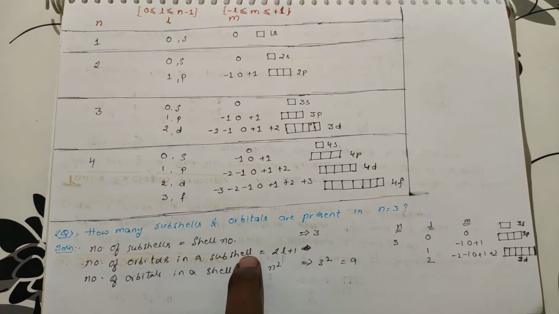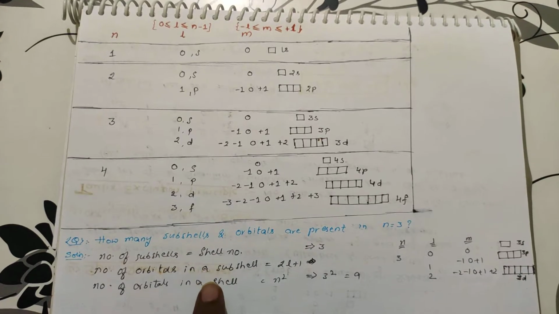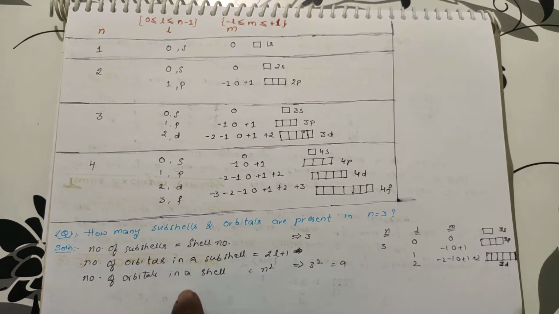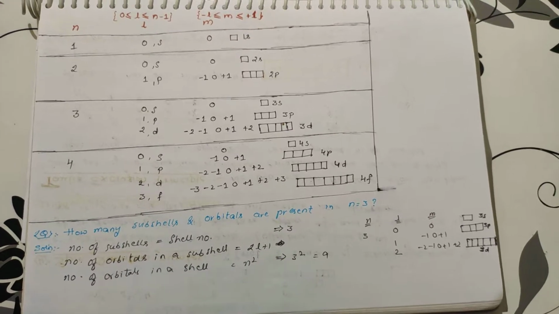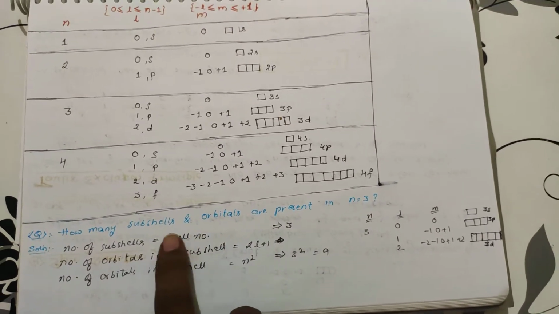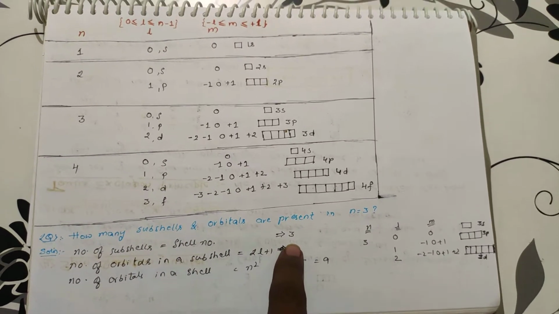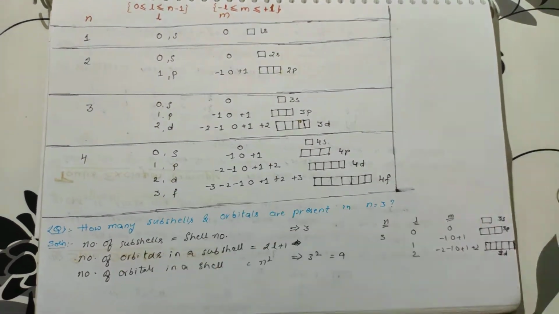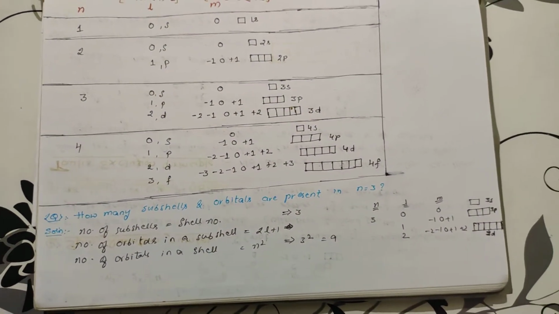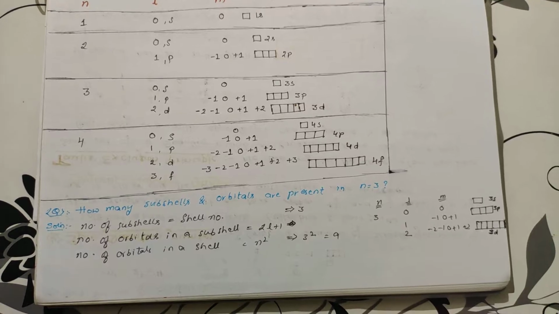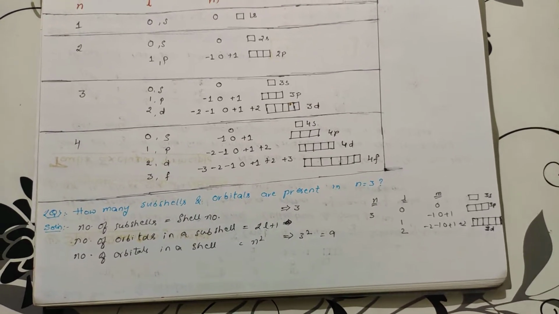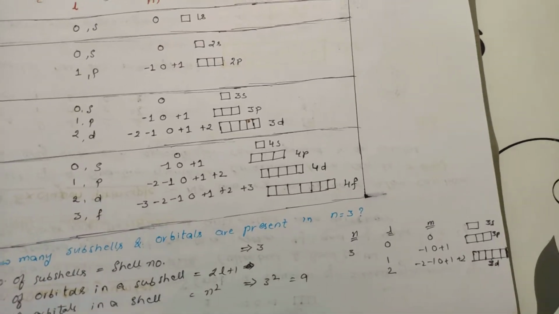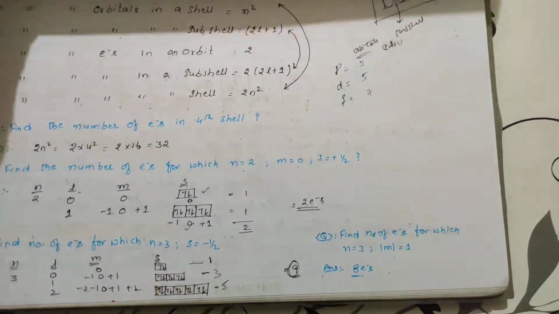Number of orbitals in a subshell. In a single subshell, by using which formula will you get it? You will get 2l plus 1. The question is how many subshells you will have in the third shell. You will have 3 subshells: S, P, D. Number of orbitals will be equal to n square, that is 3 square, which is equal to 9, right?